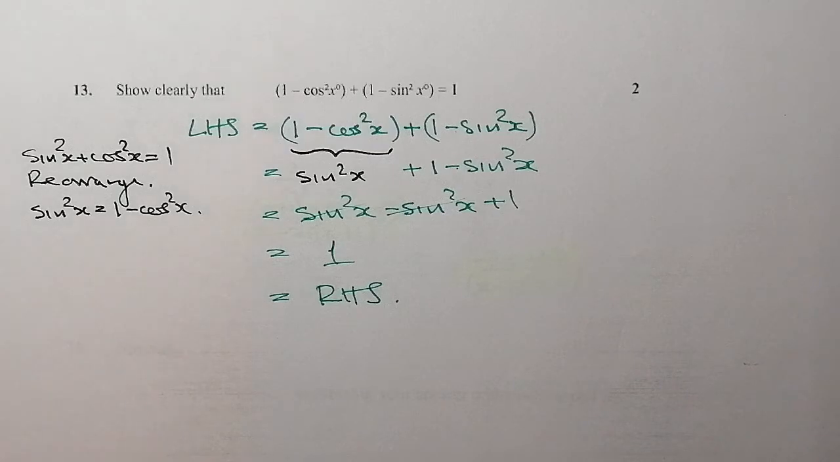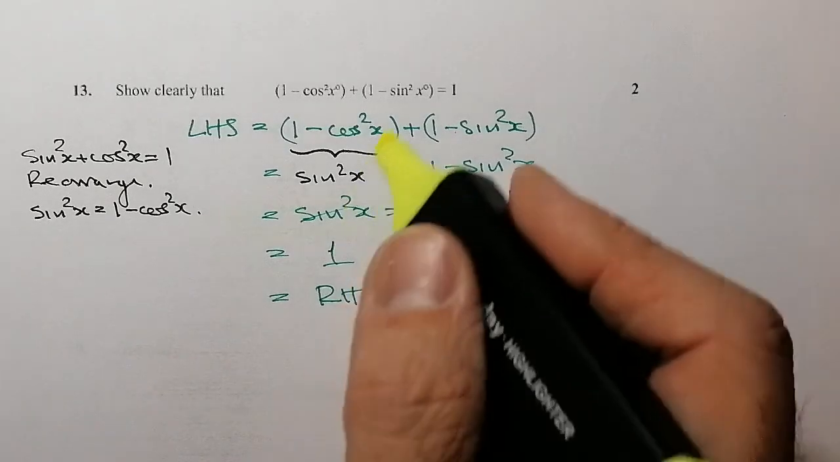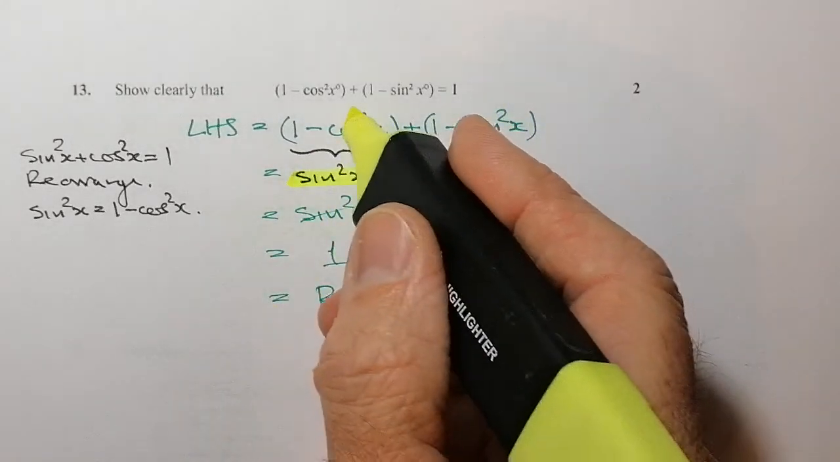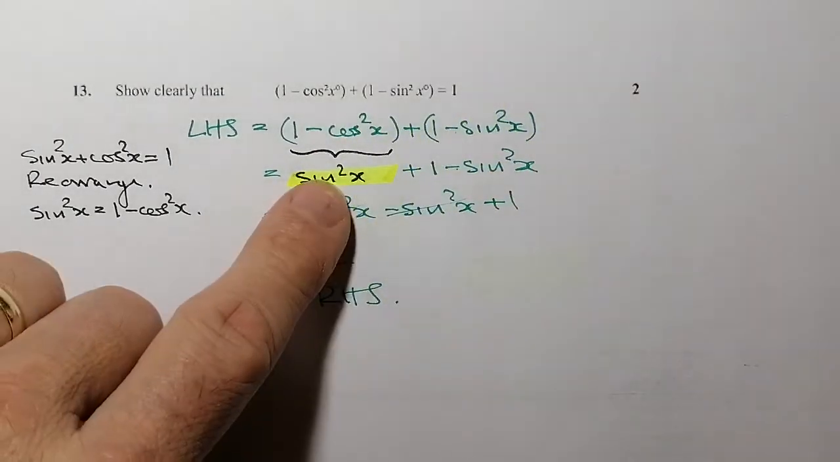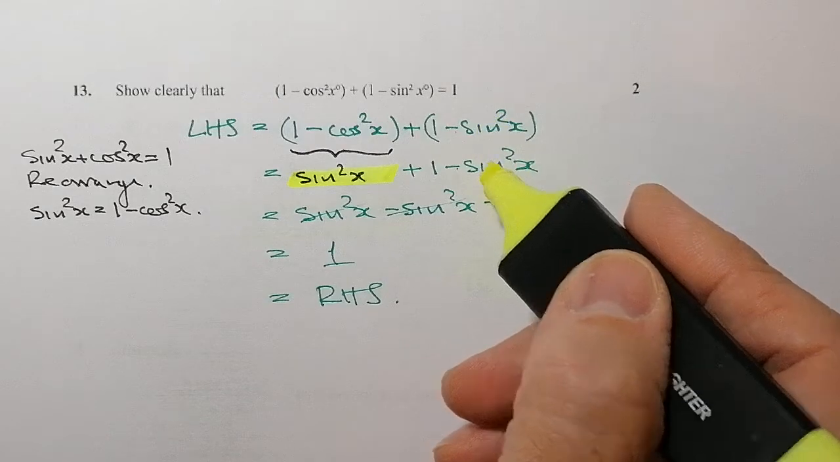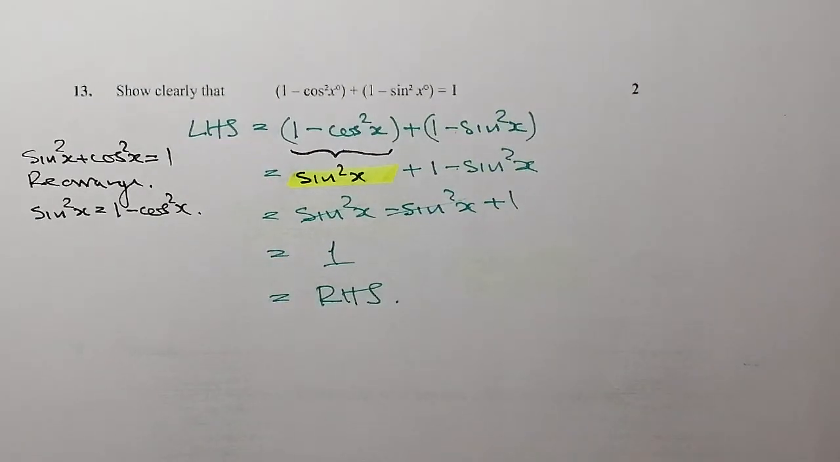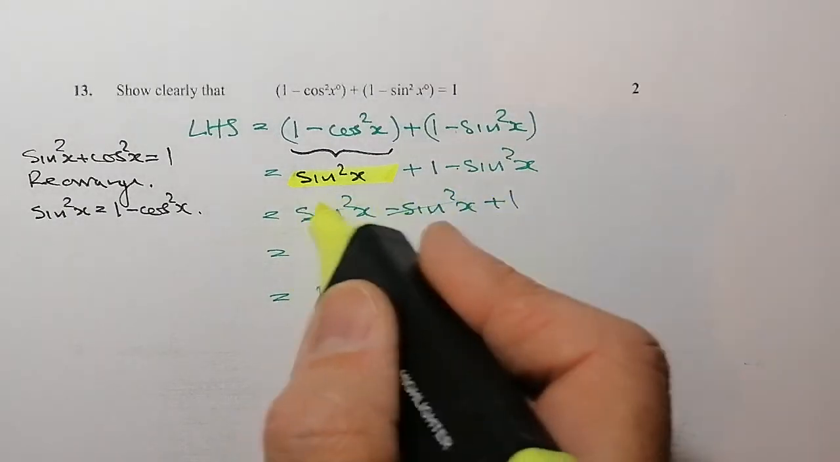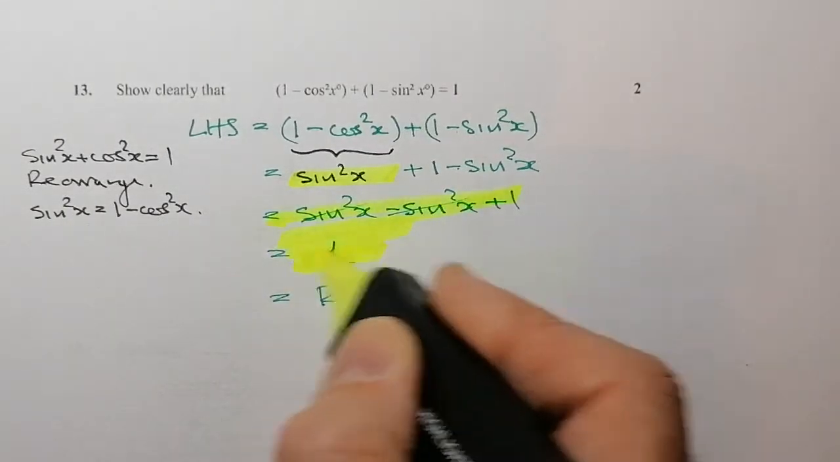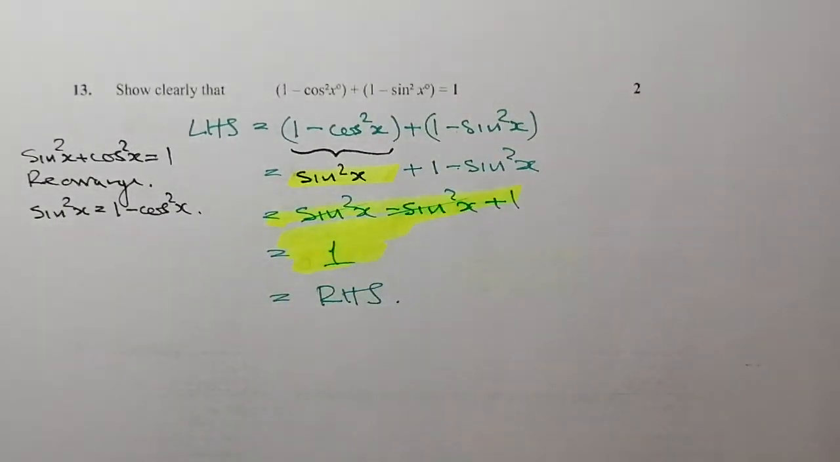The marks for this one here, let's see where we're going to get them. I think we're going to get a mark for this part here, replacing one of these with either sine squared x or cos squared x. And finally just getting it to be equal to 1 to show that it's equal to 1. So something like that. So 2 marks for that.